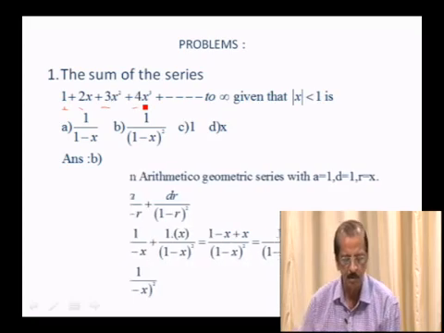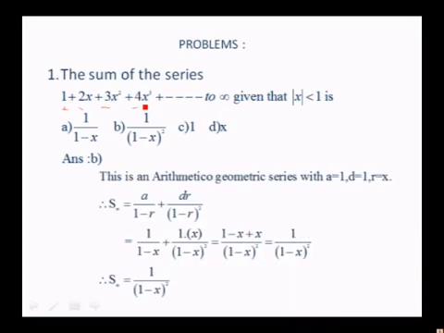So, S infinity formula is a over 1 minus r plus dr over 1 minus r whole square. You know that r is x here. So 1 over 1 minus x, and a is 1. So 1 over 1 minus x, plus 1 into x over 1 minus x whole square. Dr over 1 minus r square means 1 into x over 1 minus x whole square. So if you simplify that, you get 1 over 1 minus x whole square. So S infinity is 1 over 1 minus x whole square. So answer is option B.